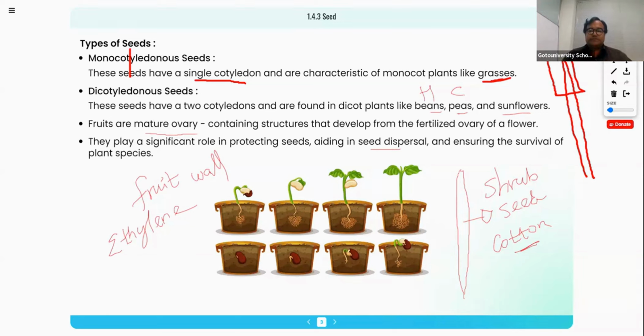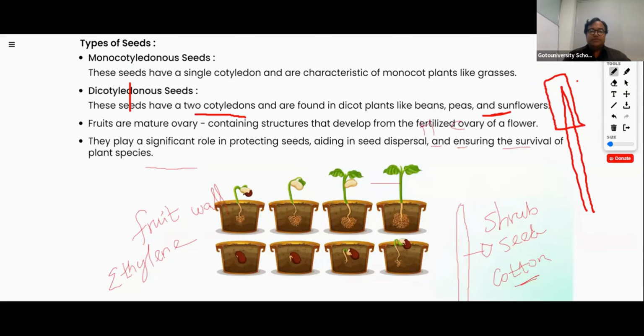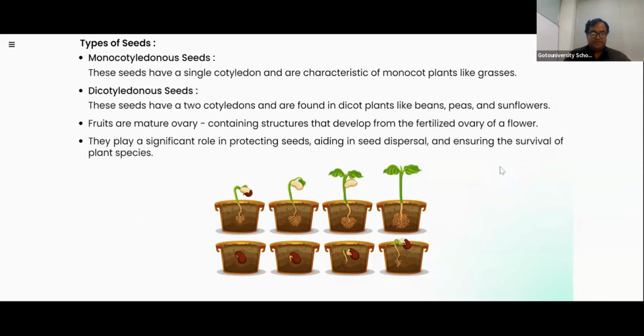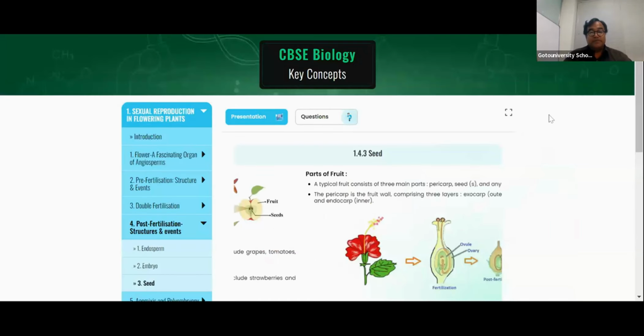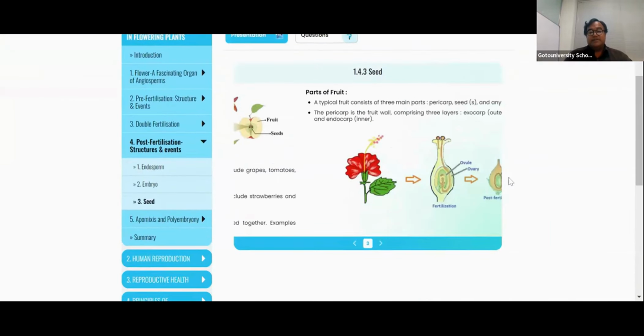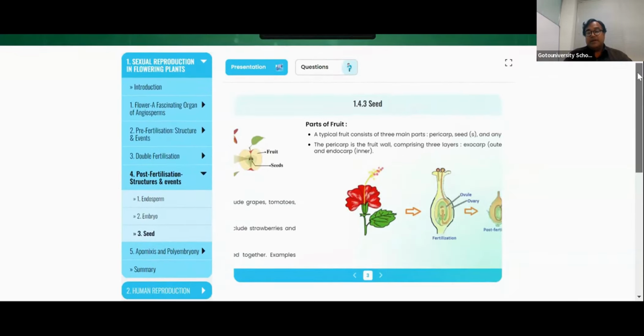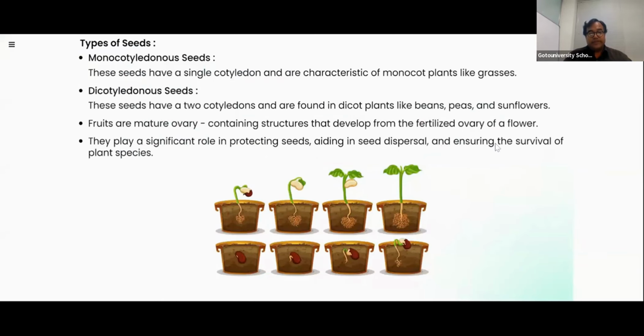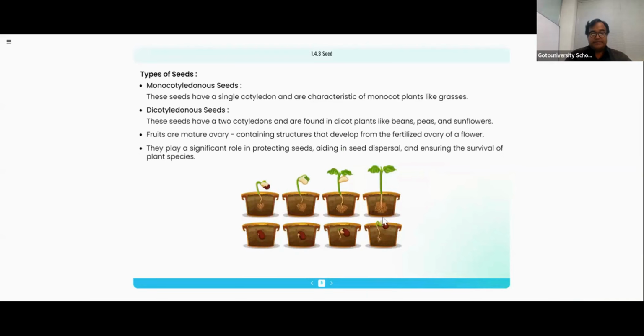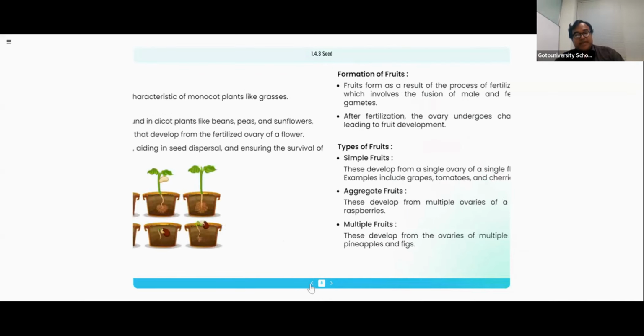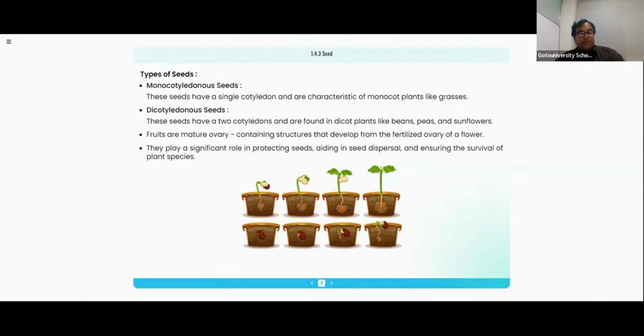Now the next important terminology in terms of monocot and dicot: endodermis and epidermis. These indicate the innermost layer and the outermost layer. The innermost layer and outermost layer we call endodermis and epidermis. So this epidermis and endodermis make the seed develop faster.